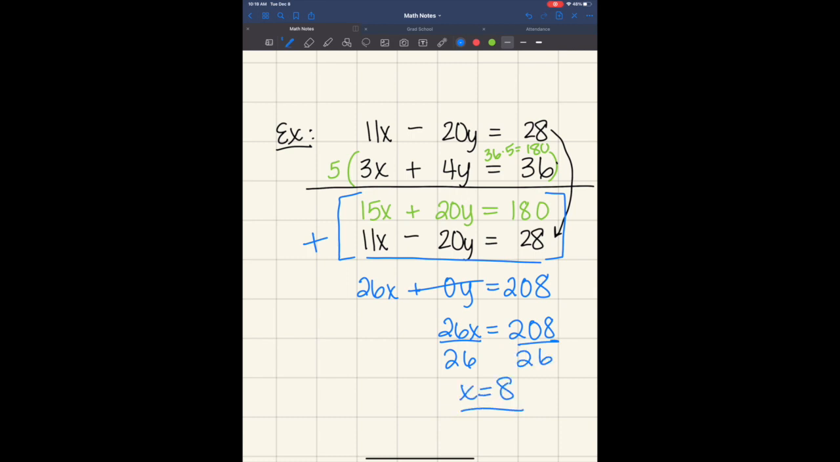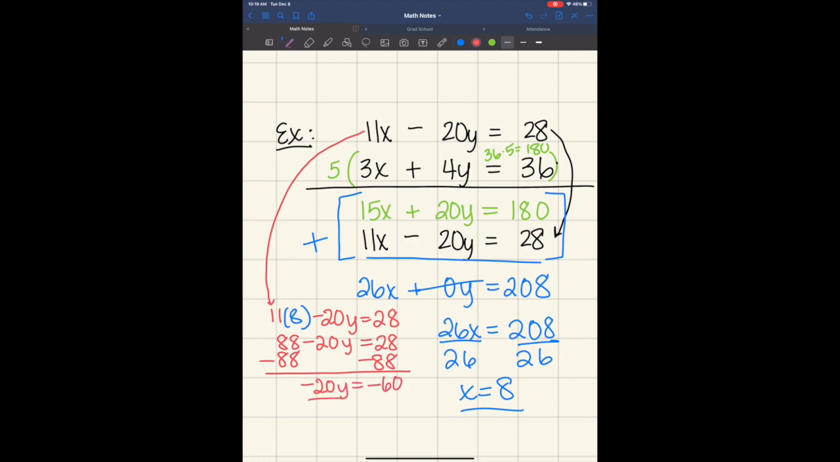Then we plug 8 back in for x in one of the original equations. And then we are just solving for y. So we simplify, subtract from both sides, and then divide. We get y equals 3, so our answer is (8, 3).